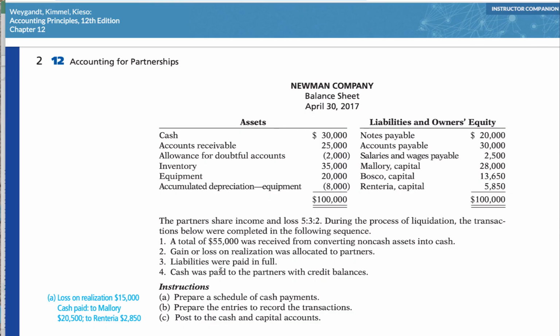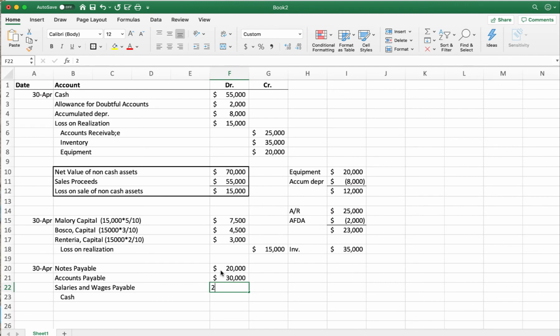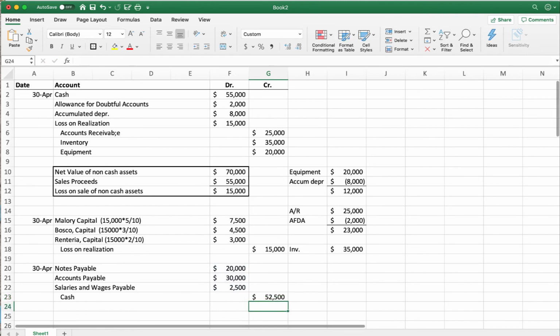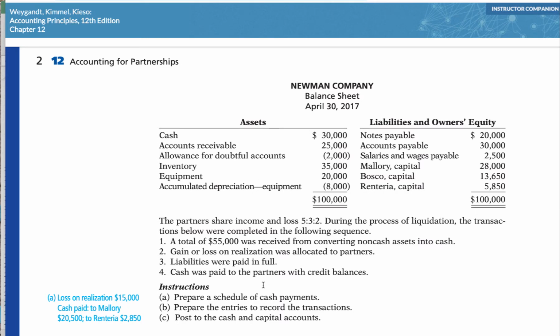Same thing with salaries and wages payable. Has a balance of $2,500. I am now paying that. So we don't have that salaries and wages payable anymore. How much am I crediting cash? Well, the sum of all these, which is $52,500. Okay? So now what we need to do is go ahead and do part 4, which is cash was paid to partners with credit balances.